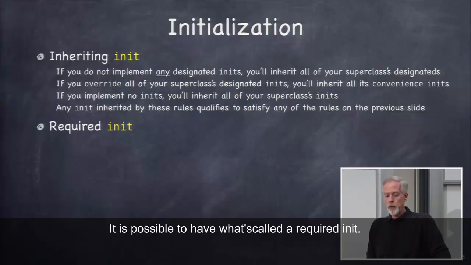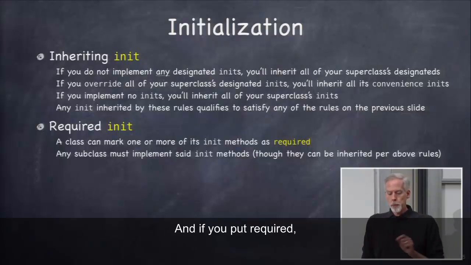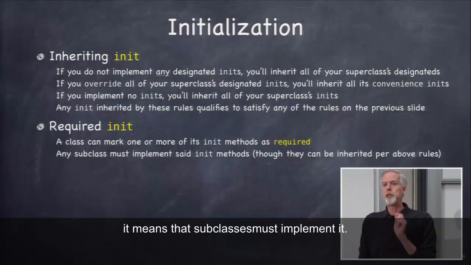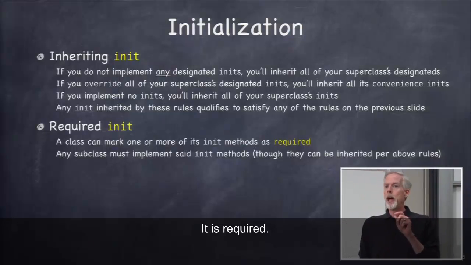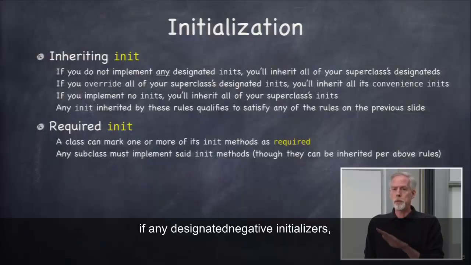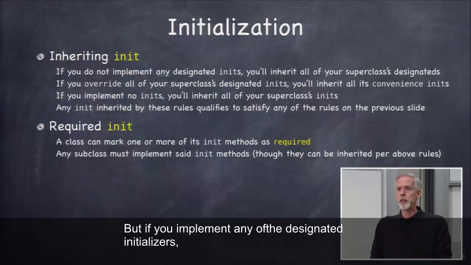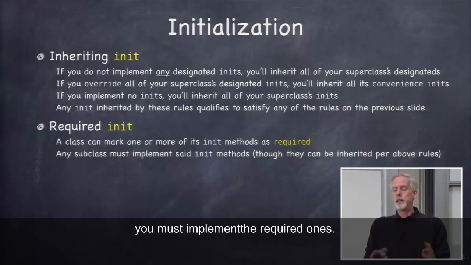It is possible to have what's called a required init. You just put required on it. And if you put required, it means that subclasses must implement it. It is required. Now, they can inherit it by the rules above. In other words, if they don't implement any designated initializers, they'll inherit the required initializer. That's good. But if you implement any of the designated initializers, you must implement the required ones.